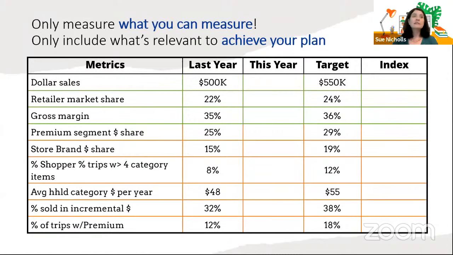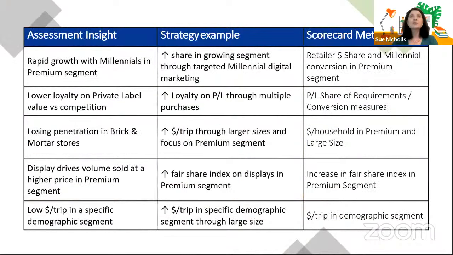So like if I've identified that I want my premium segment share to grow, and that's going to be worth a certain number of dollars, I should have the target in there. And then we should be measuring against that to see if we're able to grab that additional market share. And there might be things like store brand share and average household category dollars per year. But make sure that they tie in with the assessment insights and the strategies that you put into place, in order to then measure them through the scorecard metrics on the right-hand side.